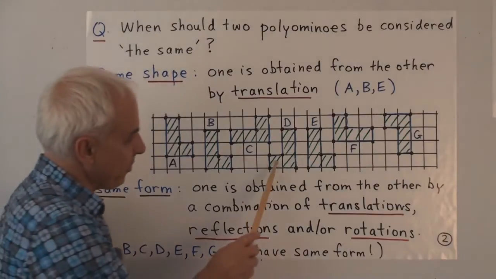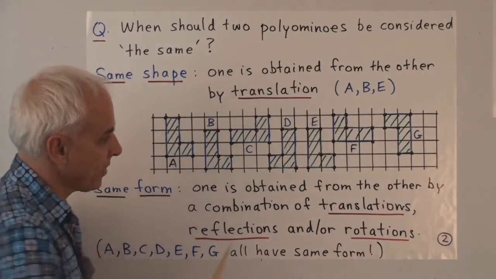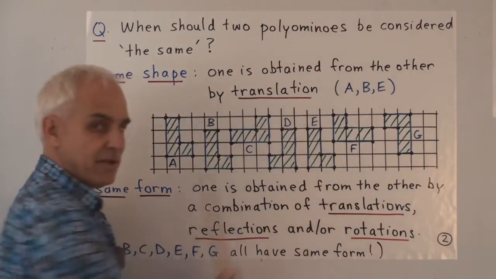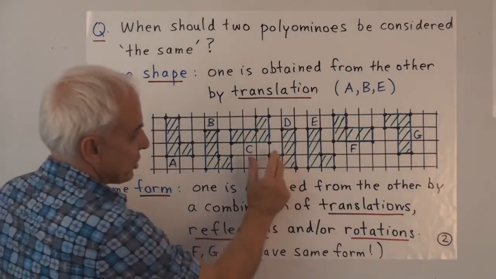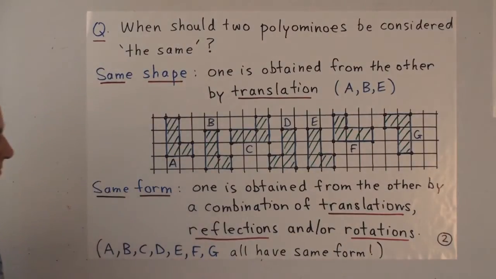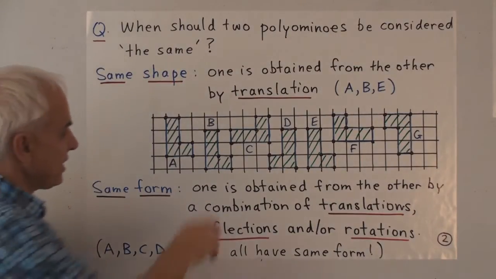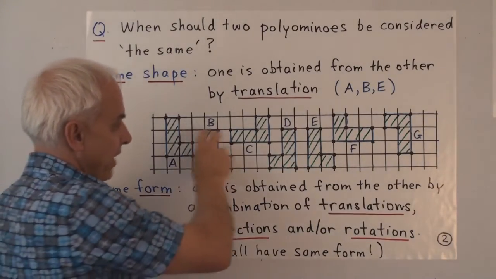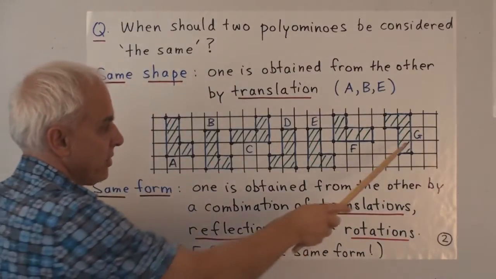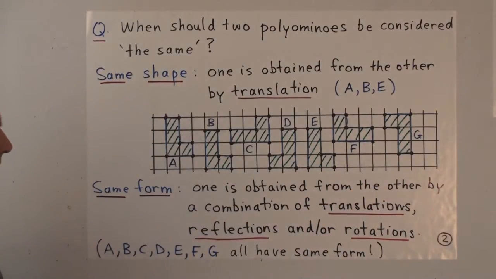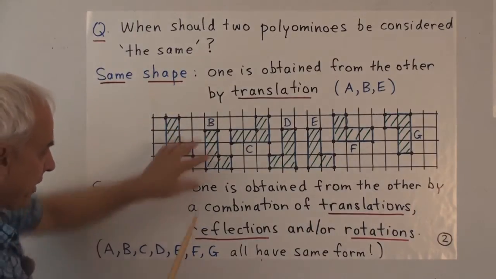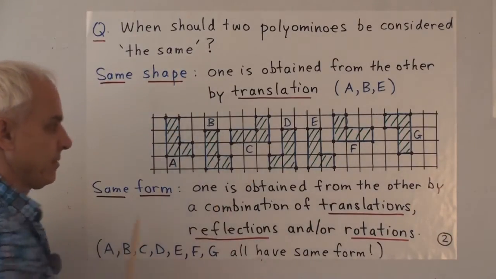So for example, to go from D to E, we could get there by reflecting in this line here. A reflection takes D to E. Or if we take B and rotate it by half a turn and then translate it, we get G. If we take B and rotate it by a quarter turn and then move it, we get C.